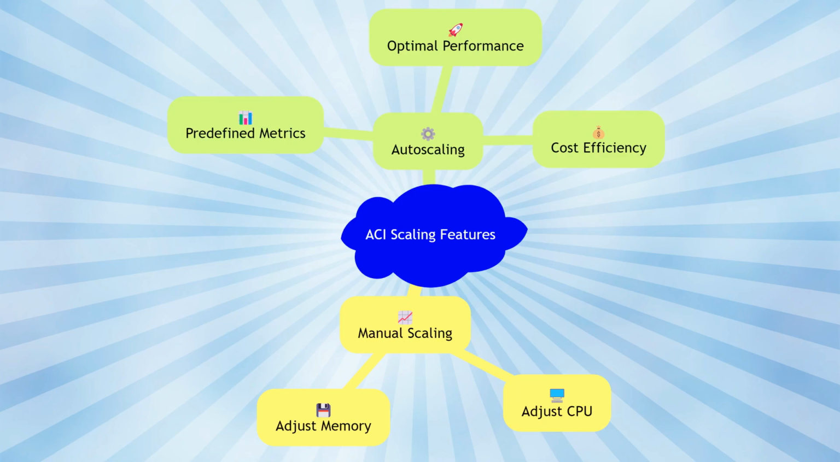ACI allows you to scale your containers based on demand. You can manually scale your containers by adjusting the CPU and memory settings or use Azure's auto-scaling features. Auto-scaling automatically adjusts the number of container instances based on predefined metrics, ensuring optimal performance and cost efficiency.